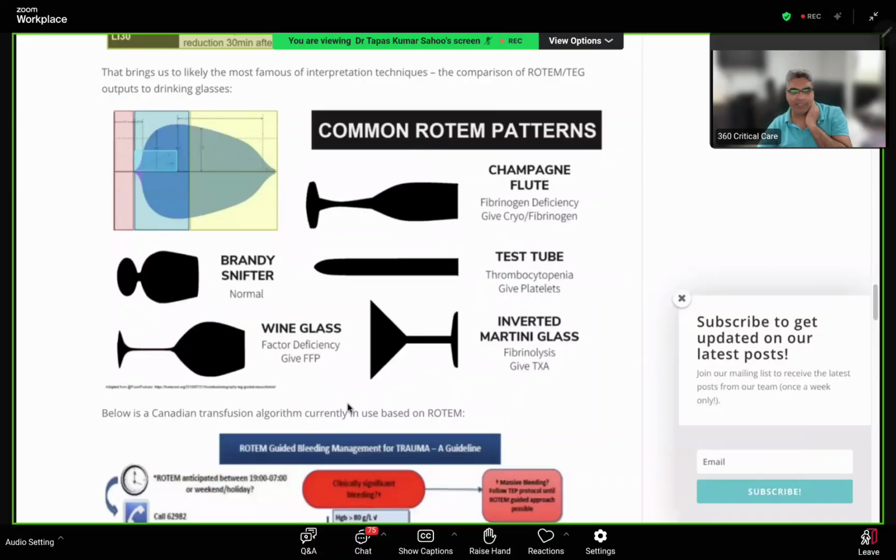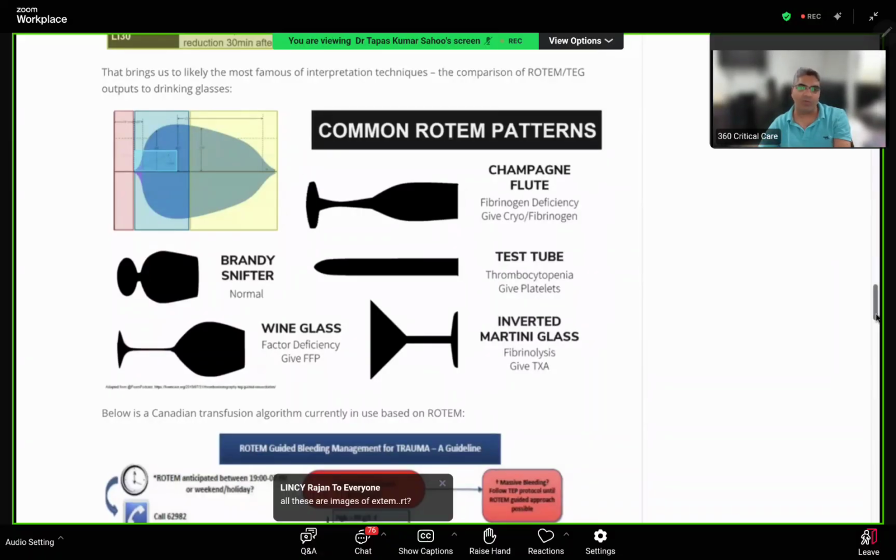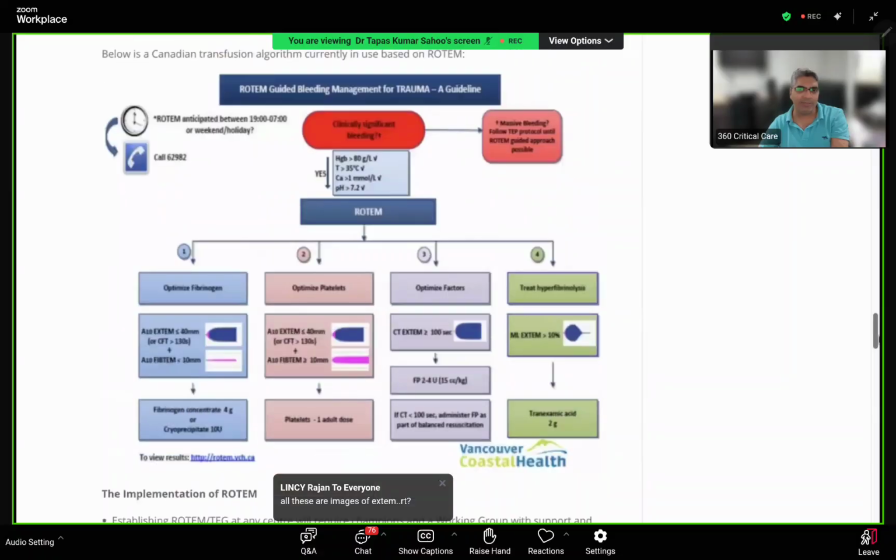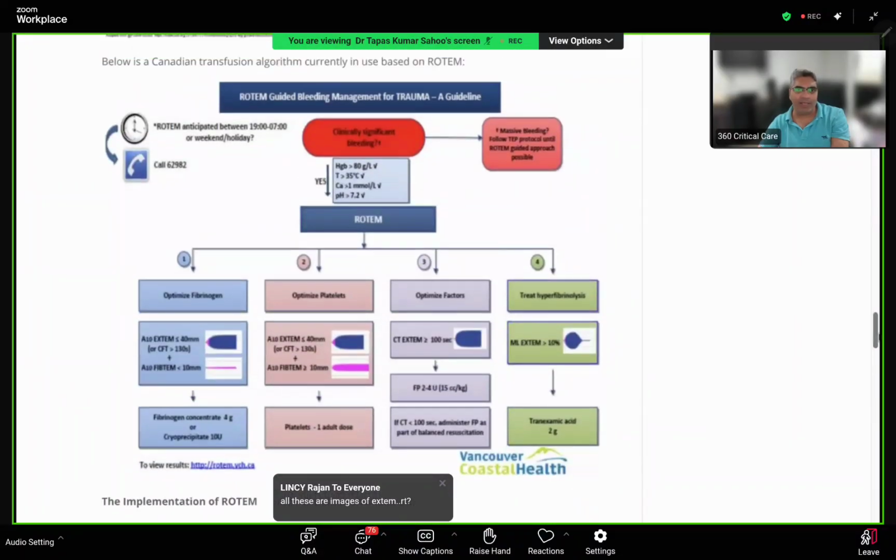So inverted Martini glass. It's easy to remember if you can see these curves, but practically you need to have numbers also. I don't know what you will get in the EDIC exam, but you may get it without the numbers, and they can give you that also.